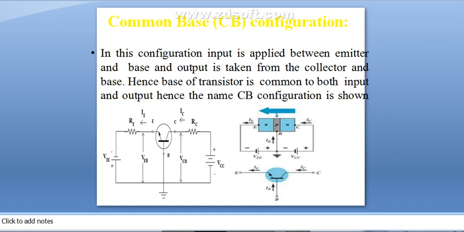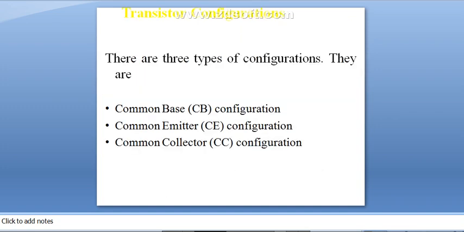Common emitter configuration is also called grounded emitter configuration. In the common emitter configuration, base is the input terminal, collector is the output terminal and emitter is the common terminal. In common collector configuration, the base is the input terminal, emitter is the output terminal and collector is the common terminal. CC configuration is also called grounded collector configuration.